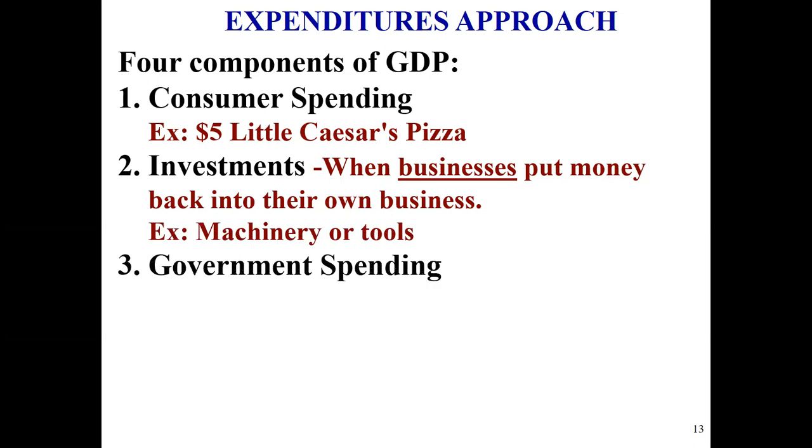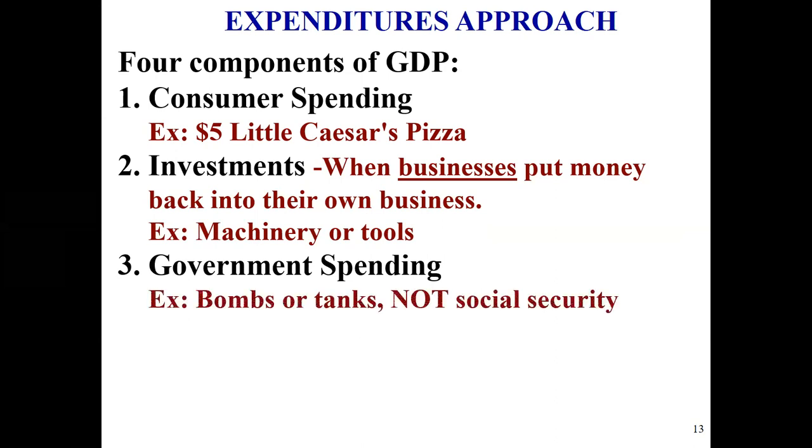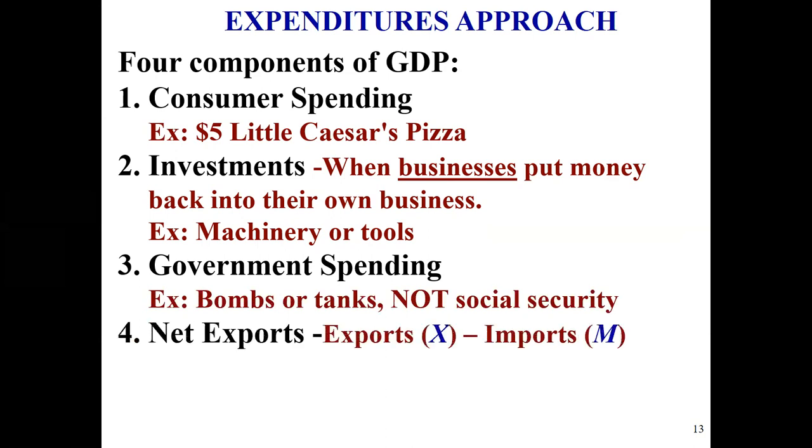The third is government spending, like military, building roads, building schools, anything the government spends where they get a good or service in return. So Social Security is not part of government spending. However, military, yes. Roads, yes. Bombs and tanks, yes. And then net exports.